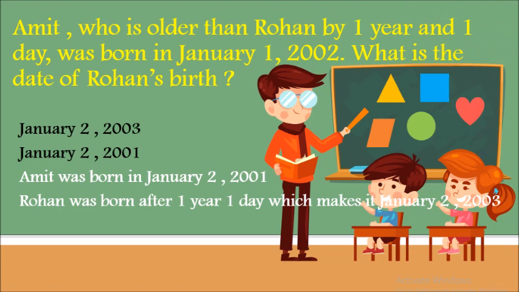Amit, who is older than Rohan by 1 year and 1 day, was born on January 1st, 2002. What is the date of Rohan's birth? Rohan is younger than Amit. So if Amit is January 1st, 2002, so Rohan will be January 2nd, 2003. Okay? So Amit was born on January 1st, 2002, and Rohan was born after 1 year, 1 day, which makes it January 2nd, 2003. All right.